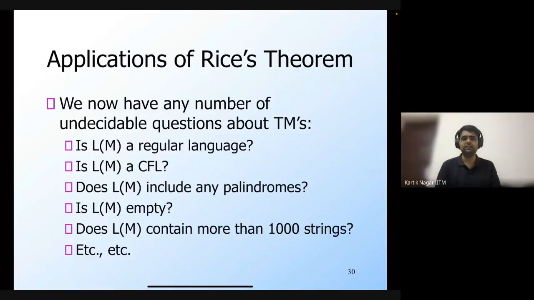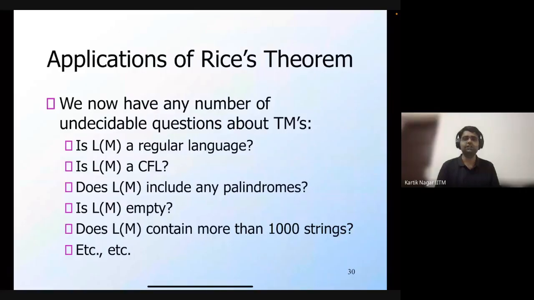So Rice's theorem is very general, because it says that any non-trivial property of recursively enumerable languages cannot be checked. Therefore, we now have any number of undecidable questions about Turing machines, which is the set of all recursively enumerable languages. So you could ask, for example, given some Turing machine, which is the same as saying given some recursively enumerable language, is it a regular language? So is the language of M a regular language?